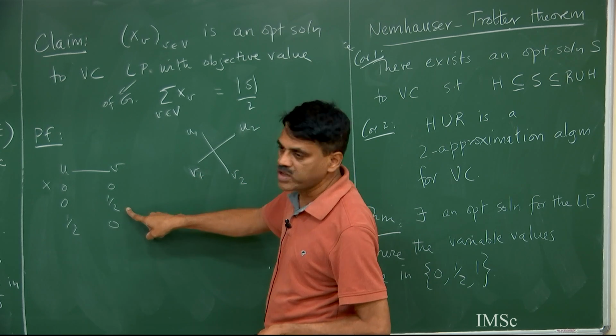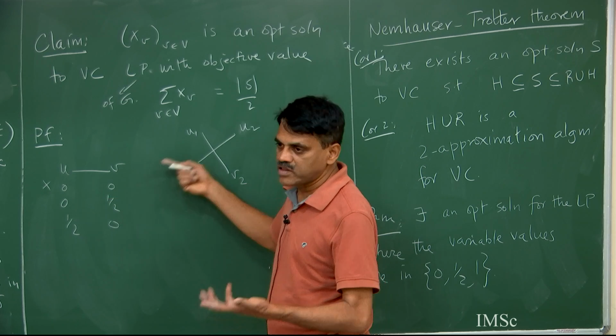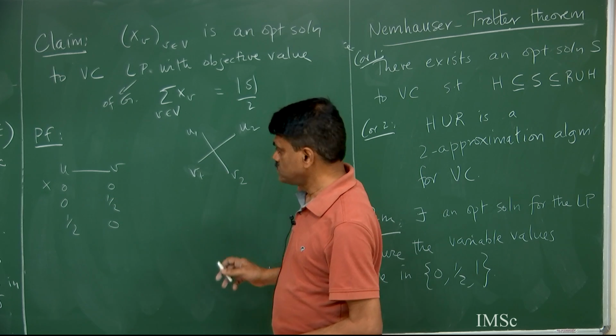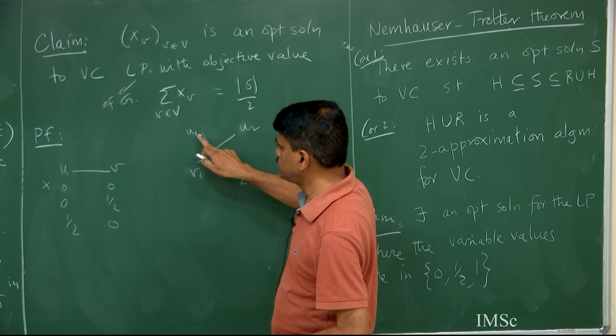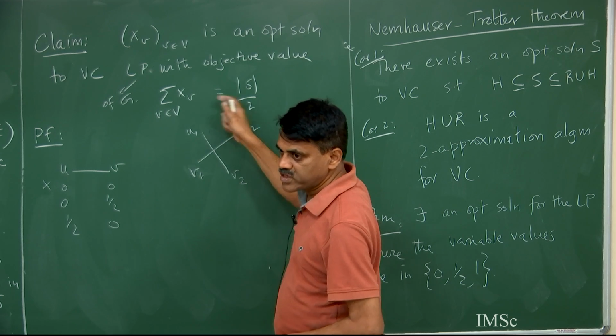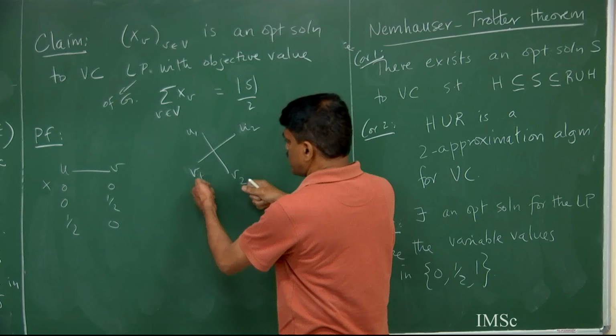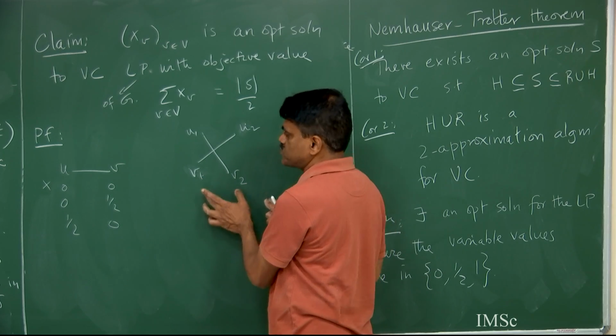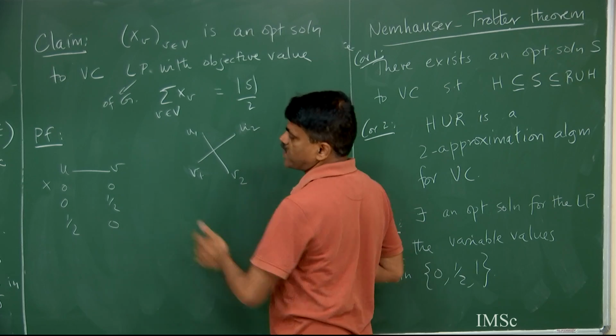That forces me to pick both V1 and V2. So, this must be 1 then. If one of this is 0, the other one is 1. That means that U1 and U2 are not picked in my vertex cover of the bipartite graph. Then V1 and V2, that means the 2 copies of V must be picked. So, other guy must be 1.